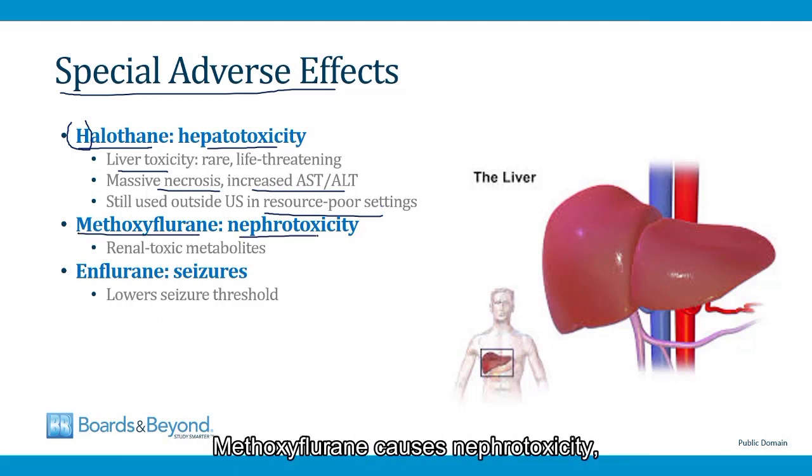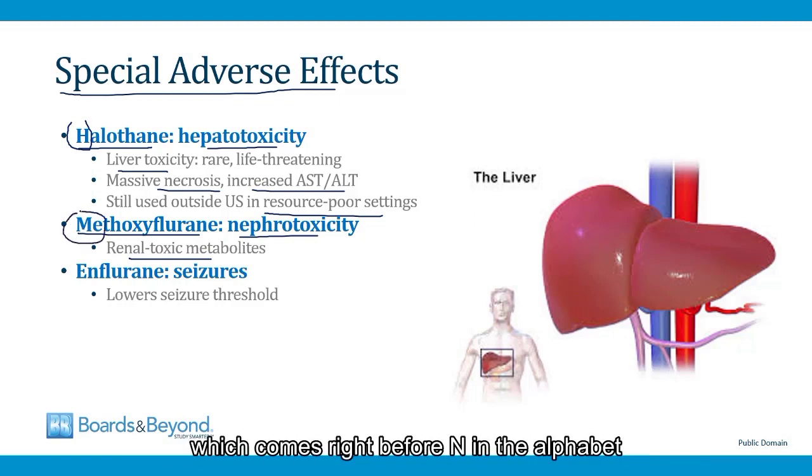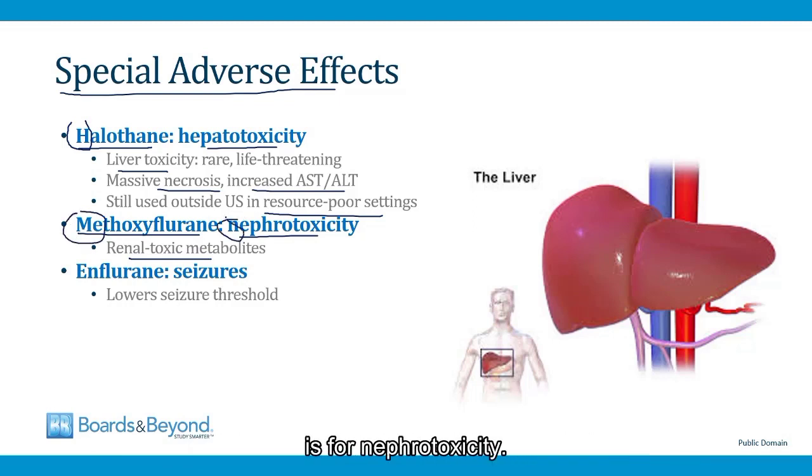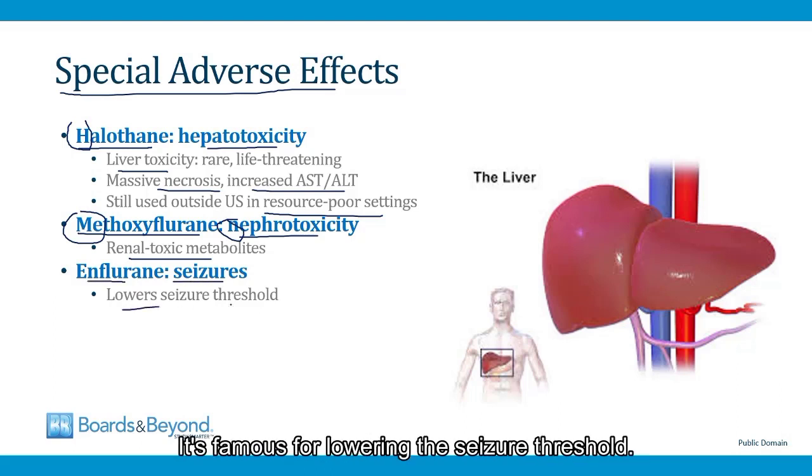Methoxyflurane causes nephrotoxicity. It has renal toxic metabolites, and you can remember that the M, which comes right before N in the alphabet, is for nephrotoxicity. And then lastly, enflurane can cause seizures. It's famous for lowering the seizure threshold.